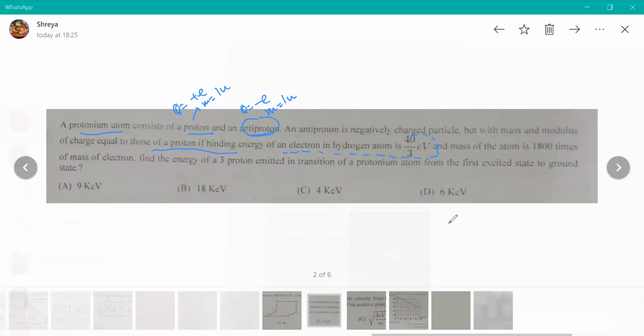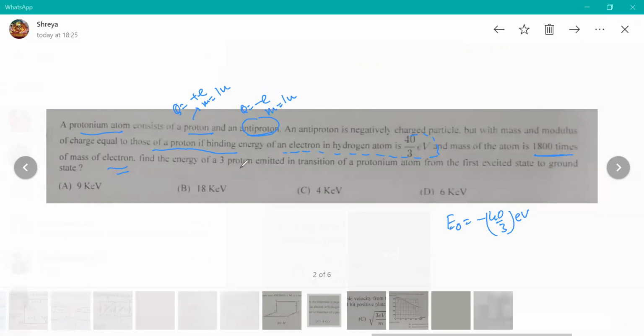So binding energy of the electron in the hydrogen atom means this, minus 13.3, whereas it's actually 13.6. And the mass of the atom is 1800 times the mass of the electron. Find the energy of the protons emitted in transition.